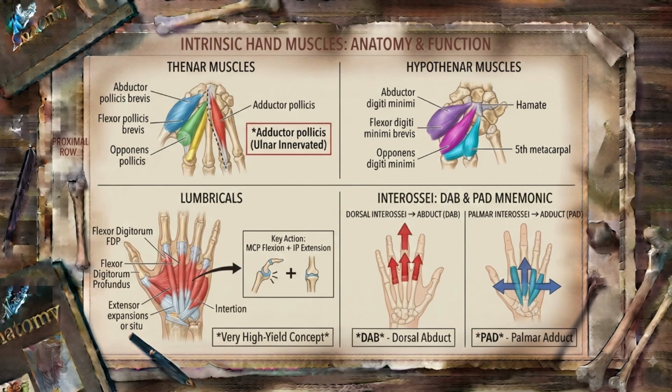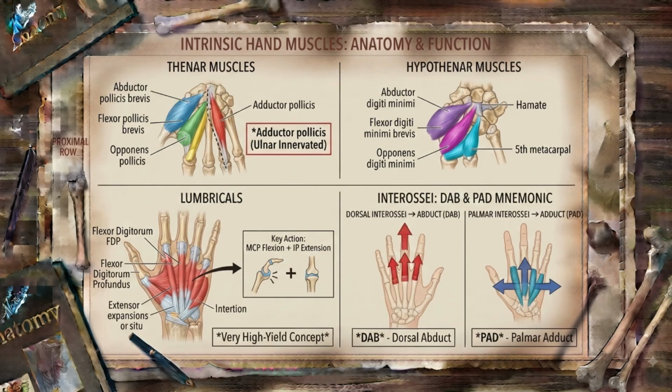The hypothenar group is associated with the little finger. The major muscles include abductor digiti minimi, flexor digiti minimi brevis, and opponens digiti minimi. The main role is movement and positioning of the fifth digit. So the simple comparison is thenar thumb, hypothenar little finger.